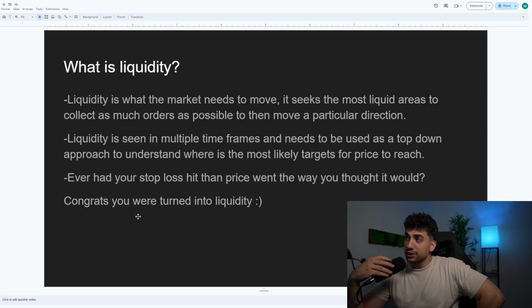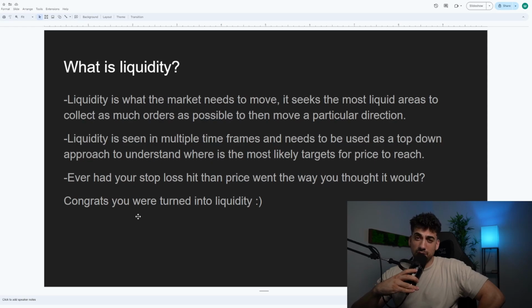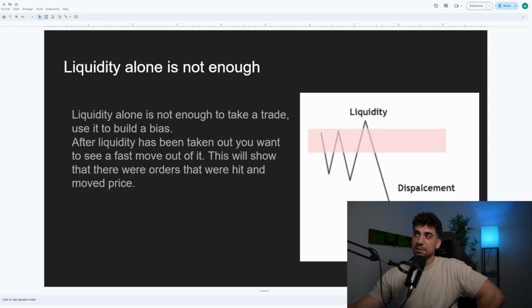If you had your stop loss hit and price went the way you thought it would, congrats, you were the liquidity. If you cannot spot the liquidity, guys, and this is an old saying in the stock market, if you cannot spot the liquidity, guess what? More than likely, you are the liquidity.